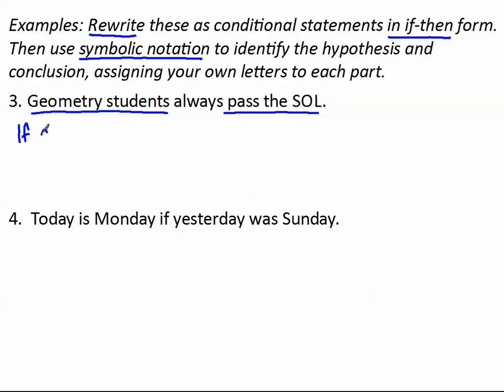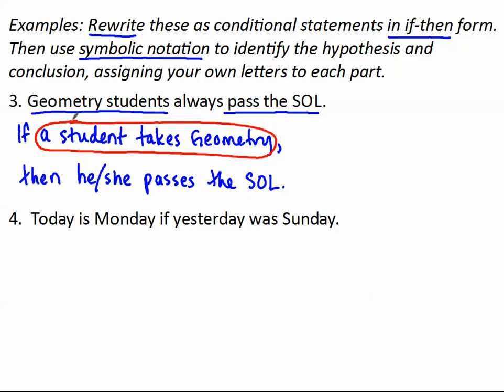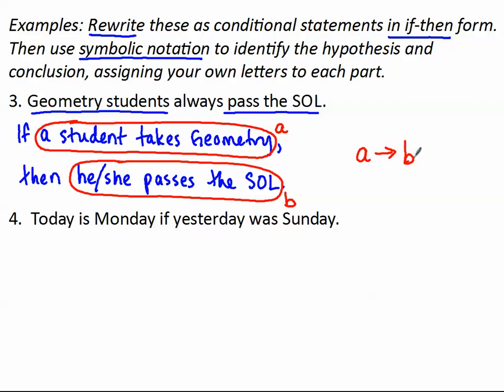So I might start with if a student takes geometry, and end with then he or she or the student passes the SOL. The hypothesis is everything that comes after the if, let's call it A, and the conclusion is everything that comes after the then, let's call it B. Therefore, our statement would be translated as A, arrow B. How about you pause the video, take a look at number 4, and come back and see how you did.